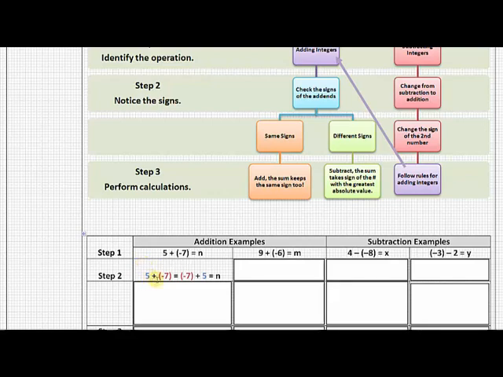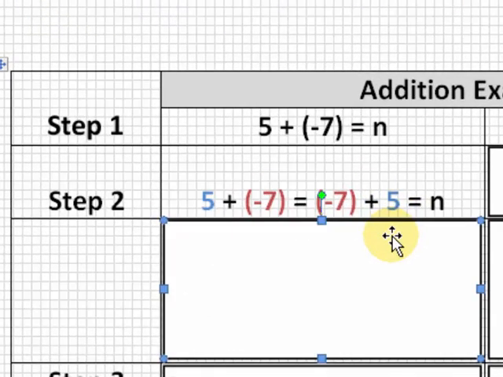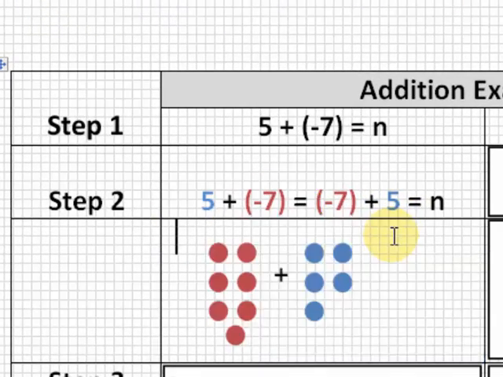So I have 5 plus negative 7, and one thing we know with addition is we can rewrite that, so we can have negative 7 plus 5. We can switch these around. And when we think about subtracting this, what we're really doing is looking and saying, what can I cancel out and what am I left with? Here are my 7 negatives, and here are my 5 positives.